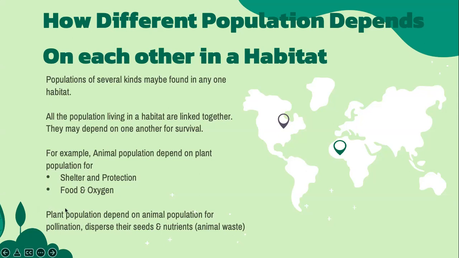Then the plant population depends on the animal population for what? For pollination, to disperse their seed away to a new place to grow their young, and for nutrients, the animal waste that will enrich the soil to act as a fertilizer for the plant to use. So this is how two different populations are interdependent on each other in a habitat.